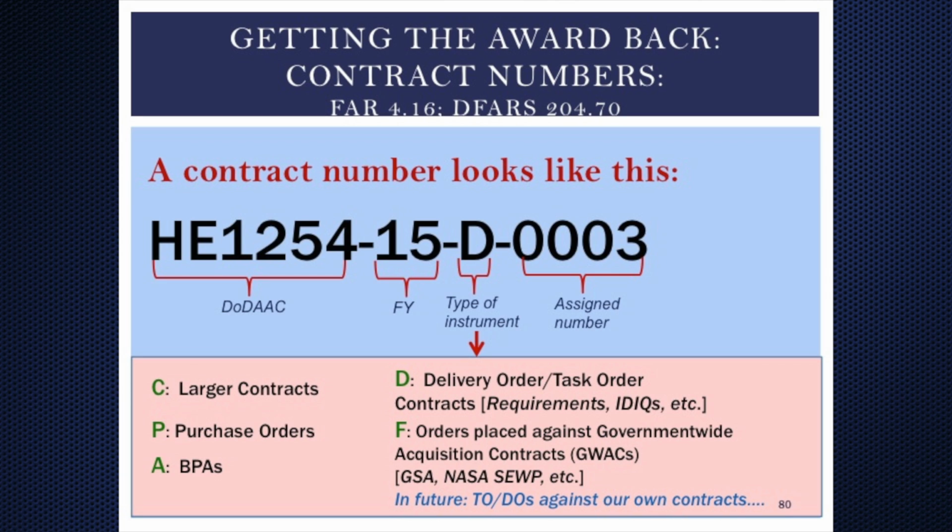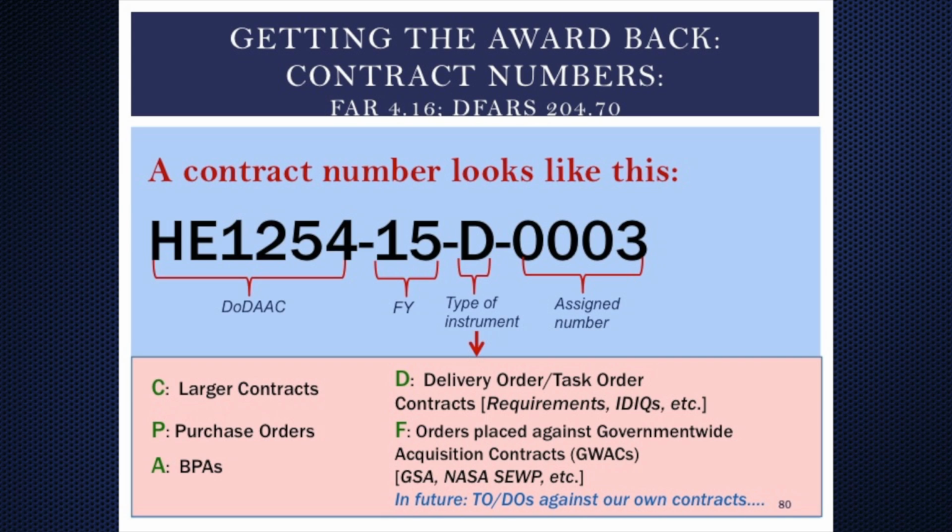Okay, it says in the future, task orders and delivery orders against our own contracts. It's not in the future anymore. That's happening now. So if we wanted to issue a delivery order against this contract that we're looking at, this 15D003, the delivery order that we use to order from this contract will be an F contract. So F contracts are basically orders.